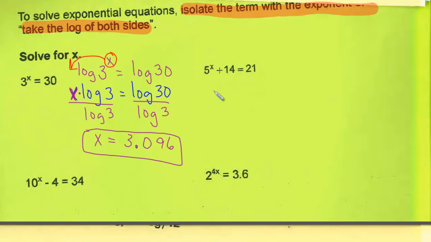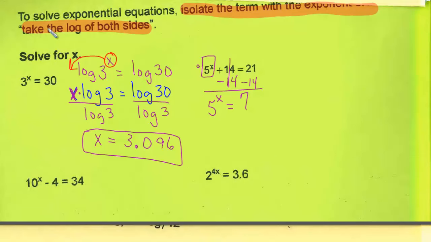Next example. Remember, to solve an exponential equation, you need to isolate the term with the exponent. So that means I want to isolate 5 to the x power. So let's subtract 14 from both sides. So 5 to the x equals 7. I notice that I cannot write 5 to be a base of 7 or 7 to be a base of 5. That just will not work.